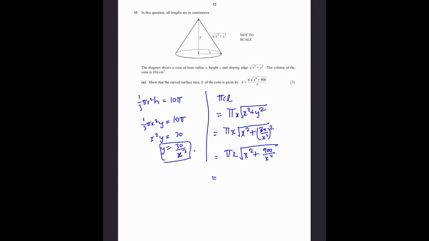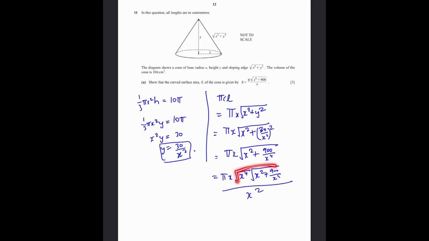Well, we can multiply the whole thing by x squared, which is pi x times x squared, which is the square root of x to the power 4, times the square root of x squared plus 900 by x to the power 4, and divided by x squared. So this and this are supposed to be cancelled, but over here we have just added them, and I'll tell you why.